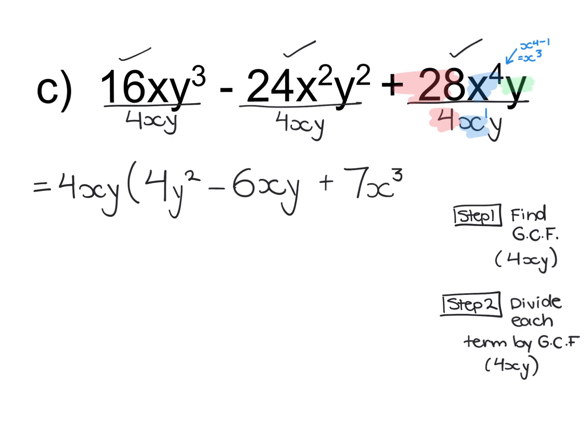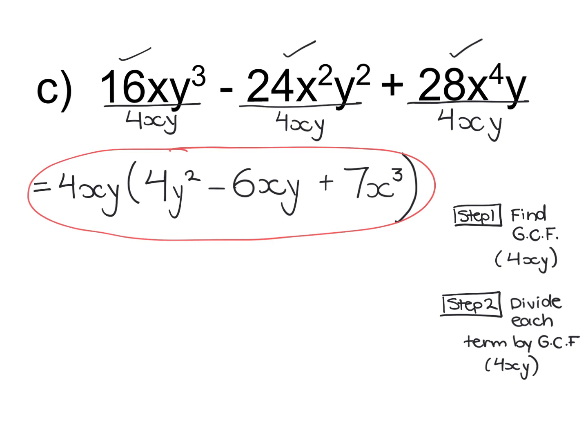And last but not least, y divided by y. Well, as you know, they're both exponent 1. And when you subtract 1 minus 1, that happens to be y to the power of 0, which anything to the power of 0 is always 1. So now we have our final answer right over here.